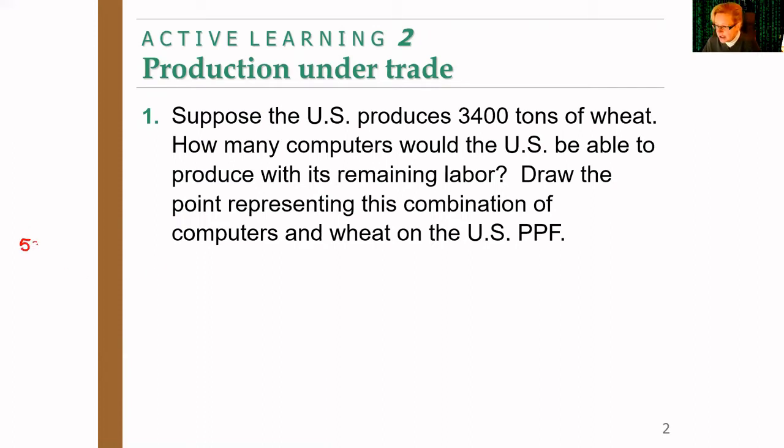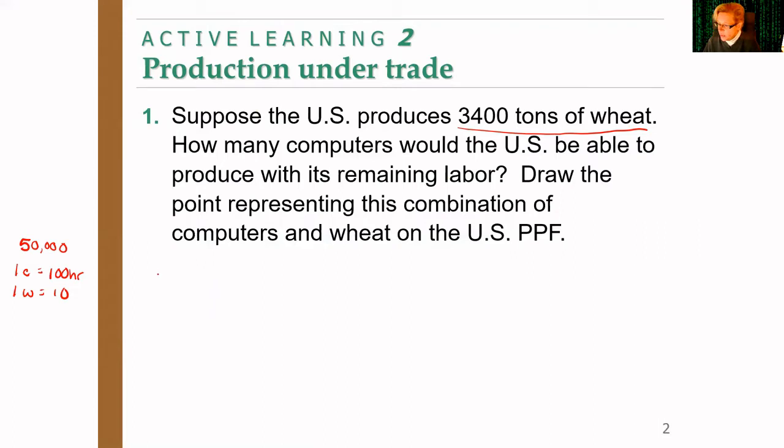Okay, a couple of things just to remember from previous slides. Remember that we have 50,000 labor hours in the U.S. To produce one computer takes 100 hours. To produce 1 ton of wheat takes 10. Okay, so that's information that was given to us previously. And so now we're going to say that the U.S. produces 3,400 tons of wheat.